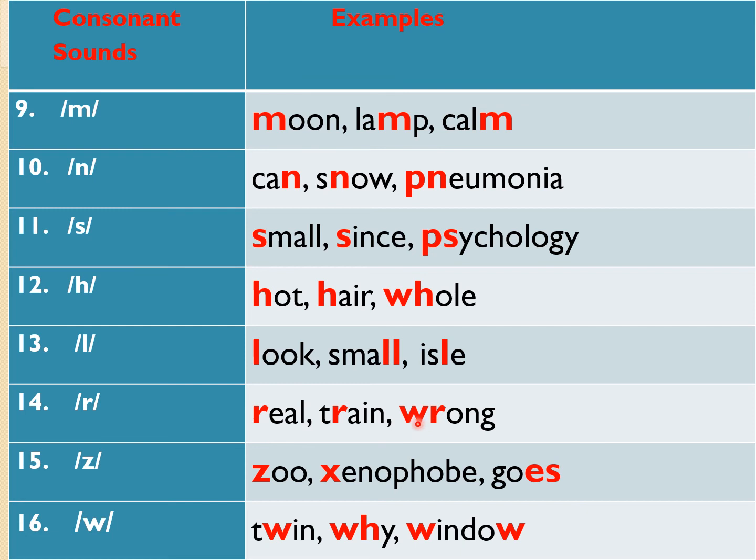W is silent. The Z sound: zoo, xenophobe, goes. You see the X here is pronounced as Z. Okay? And these are the problems of pronunciation, actually, right? Problems that we have to pay careful attention to. Twin, Y, window. This is the sound W.